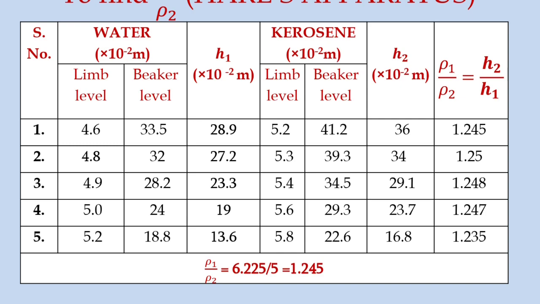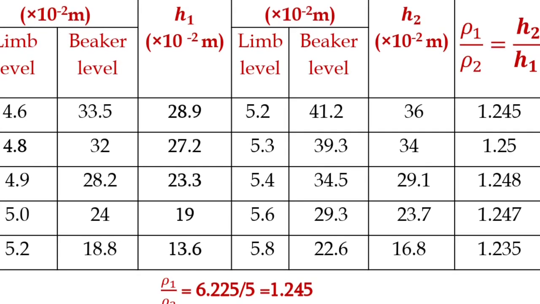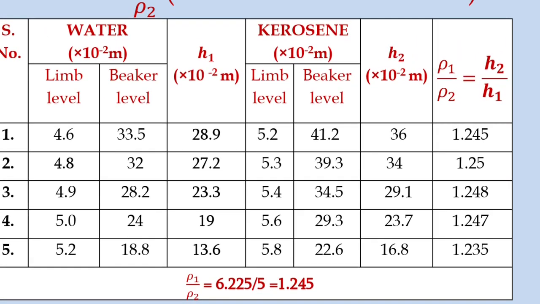For the second height difference, the second value is 4.8 and beaker level is 32. Subtracting these two, you will get 27.2. At the same time, for the kerosene, when the water limb level was 4.6, the kerosene limb level was 5.2 and the beaker level was 41.2. Subtracting the kerosene values of limb level and beaker level, we get 36. For the second set of values, 5.3 for limb level and 39.3 for beaker level. Subtracting these two, you get 34.